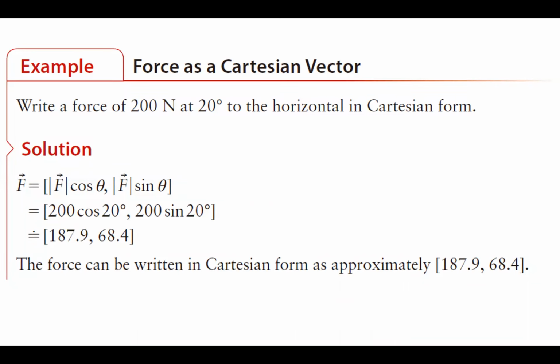So that gives us 200 times cosine 20 degrees and 200 times sine 20 degrees, which are approximately 187.9 and 68.4. So the force can be written in Cartesian form as approximately 187.9 and 68.4. Okay, any questions?